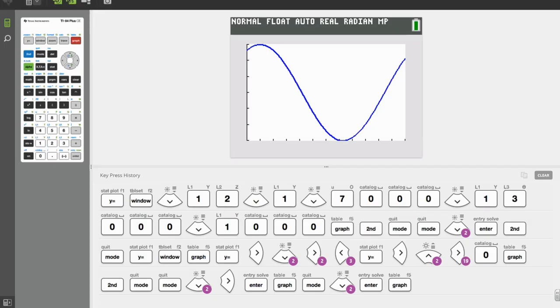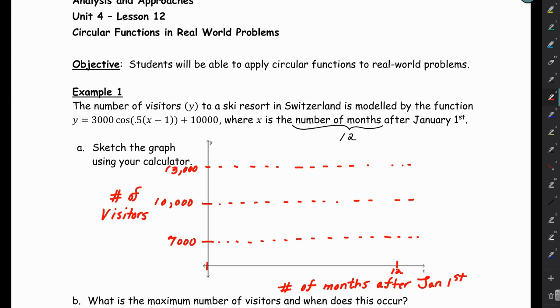All right, so let's go back and look at the graph. All right, so we have a general idea of the shape. We're just going to sketch that in. That's good enough.